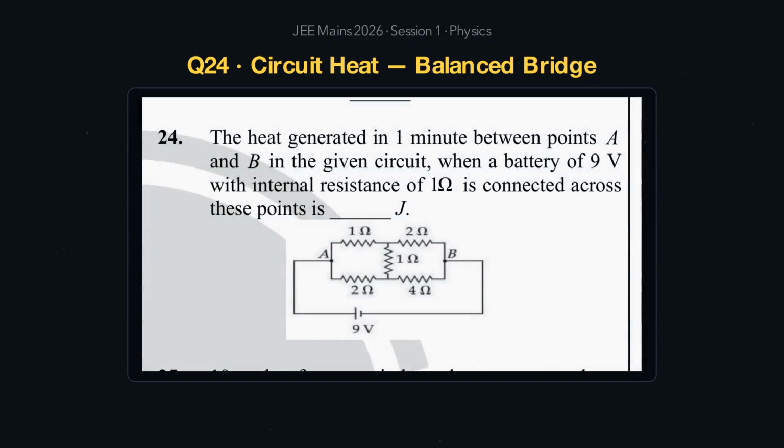This circuit has 5 resistors between A and B. But here's the thing. One of them carries 0 current. Here's our approach.